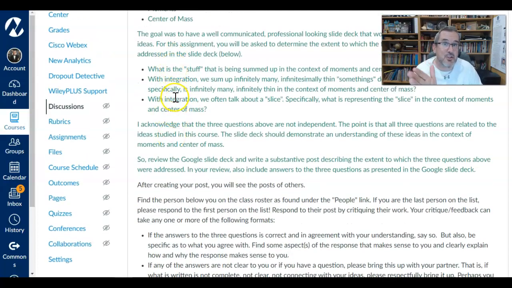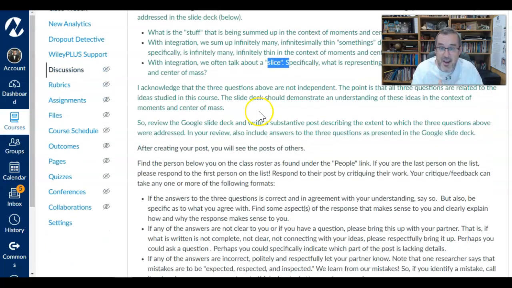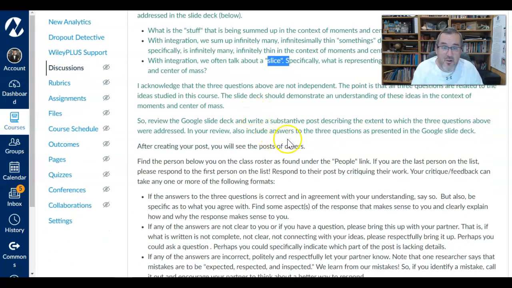I hope that as you go through this slide deck, you will actually be able to some extent, because this is your first shot at seeing this material, but to some extent, you should be able to see something about the stuff, something about the somethings, and something about a slice. And you should be able to try to answer the 3 questions in your review post.